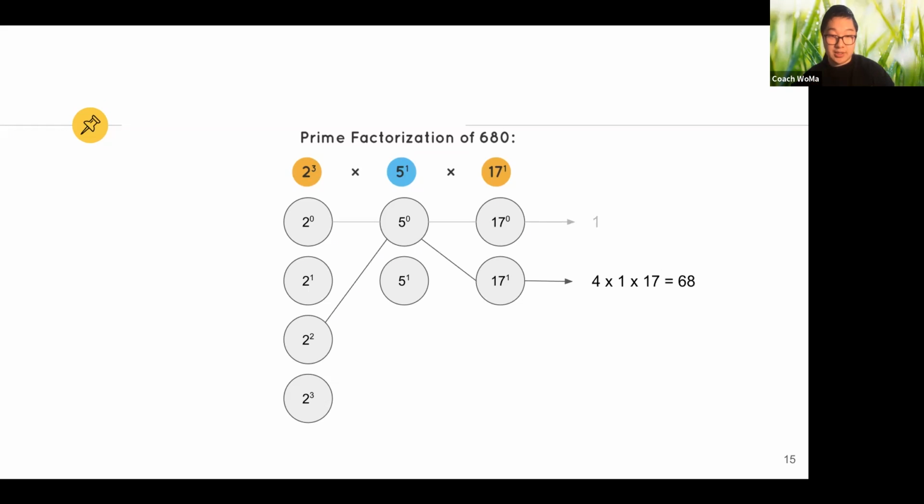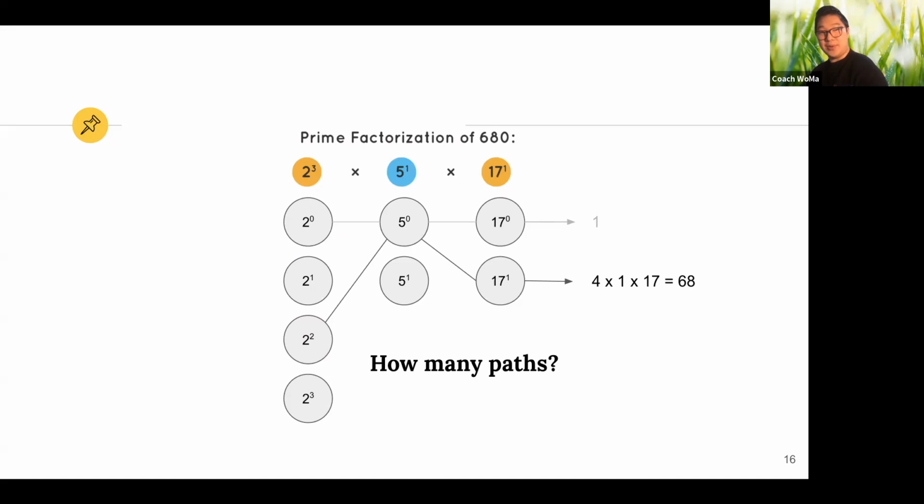Another possibility is 2 squared times 5 to the 0 times 17 to the 1. And that gives you, give me a second, that gives you 68. So yeah, each of these different paths will give you a unique factor of 680. So one way of figuring out how many factors there are for 680 is how many paths there are here.